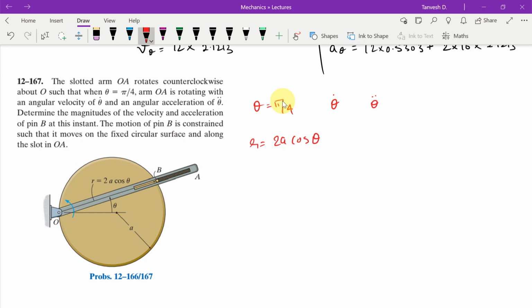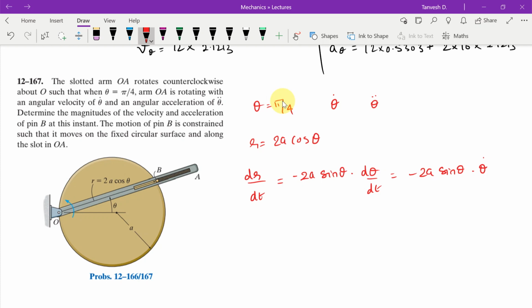So what we can do in this is, since the angular acceleration is given as theta double dot, we'll take the time derivative of this equation. It will be dr by dt, which is actually your Vr. This is equal to 2a into minus sine theta into d theta by dt. This is nothing but minus 2a sine theta into theta dot. See, no values are actually given, so we are not going to get the answer as a value, but we are going to get it as an expression maybe.